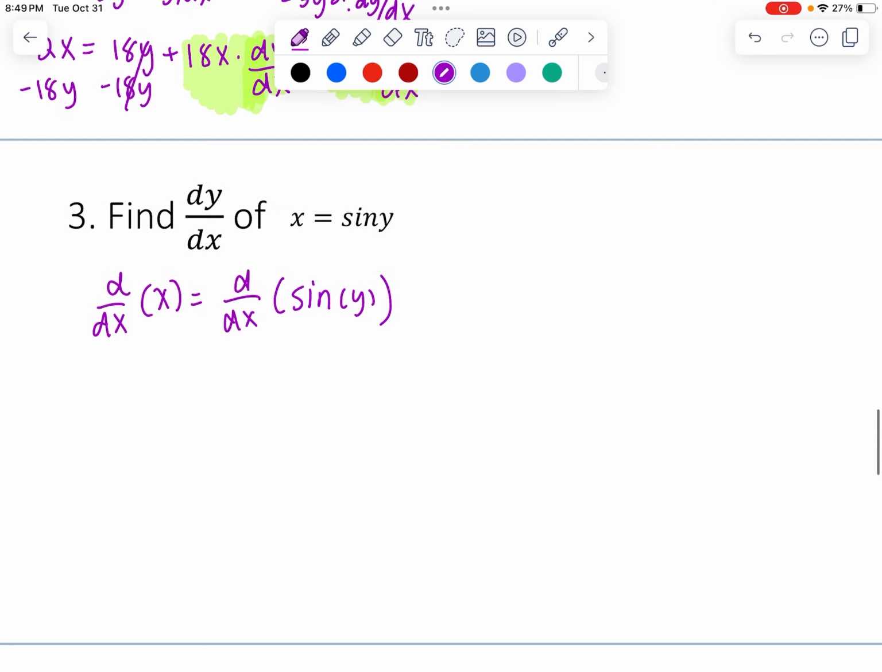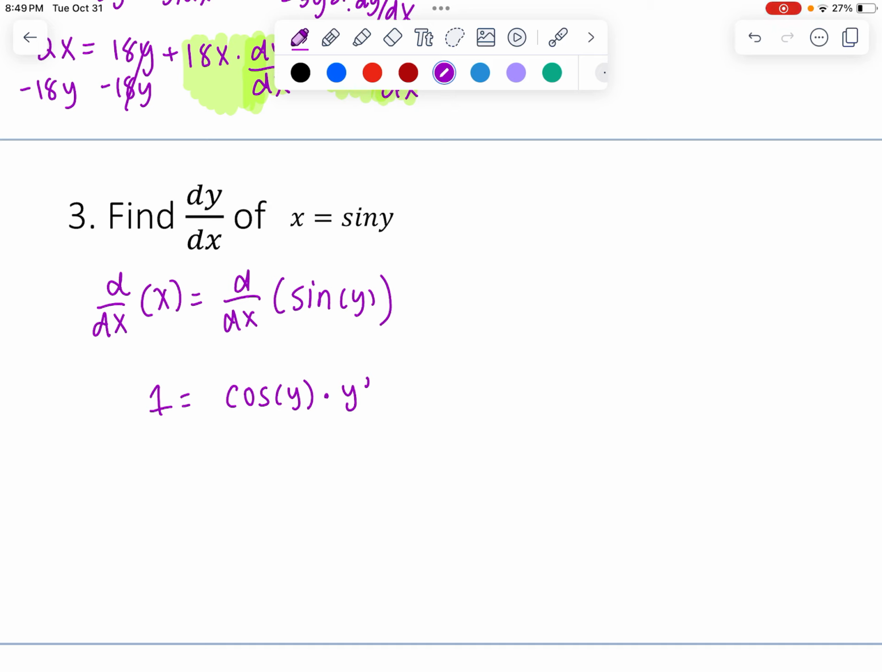Okay, actually I don't think it's that bad. So the derivative of x with respect to x is 1, and then the derivative of sine of y with respect to x is cosine of y, because that's the derivative of sine, and then times the derivative of the inside, which is dy dx. And let's use y prime because we haven't used that yet. So we're going to times it by the derivative of the inside, which is y prime.